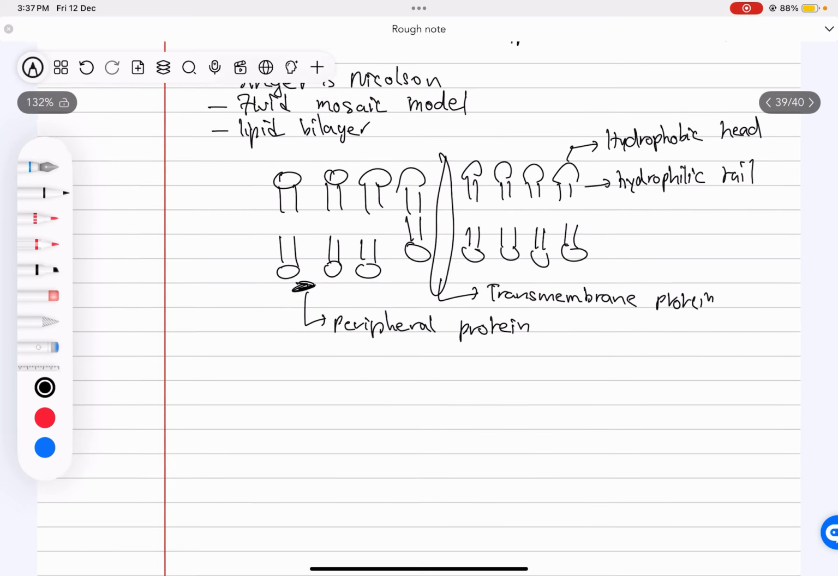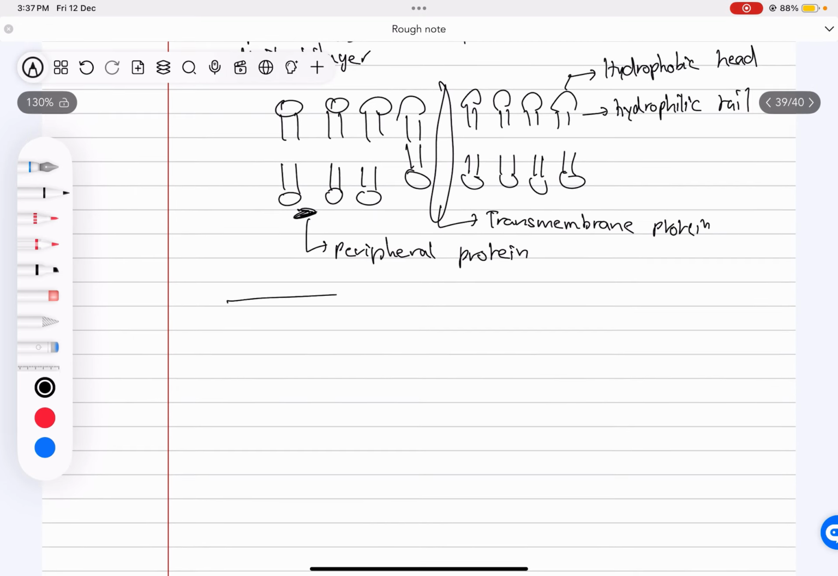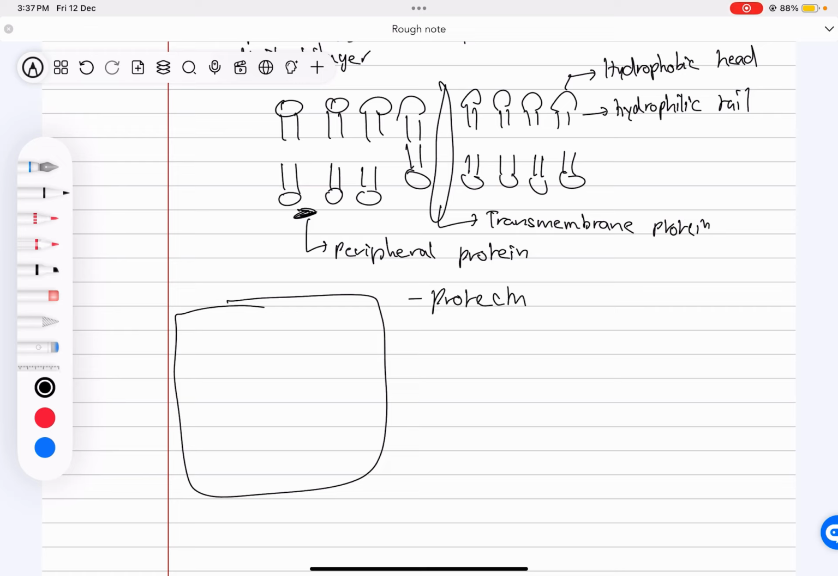When I think about the plasma membrane, I think of it like a castle. In a castle, what will the fence do? It will help in protection and give the shape, and then it helps in transport.